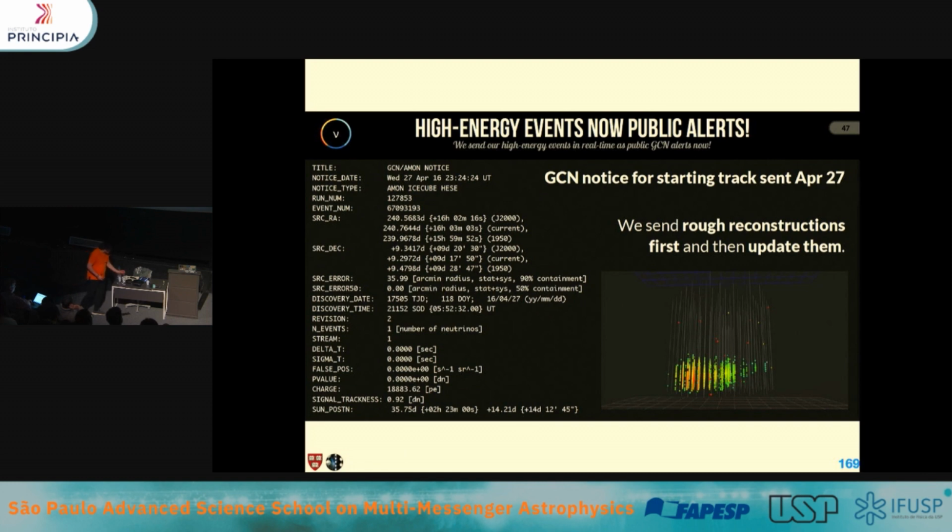Unfortunately, the reconstructions that we can do at the South Pole right now are actually quite rough. So what we do is we put out a first alert with the first thing we have, and then over the next hours, we try to improve them. Remember that, at least with traditional reconstruction methods, reconstructing an event like this can take several hours.